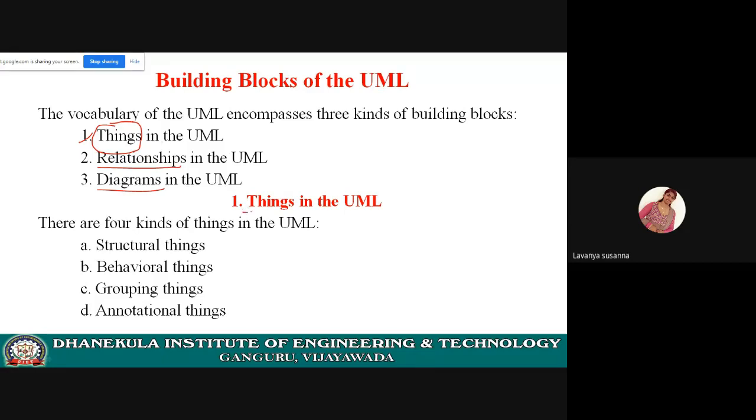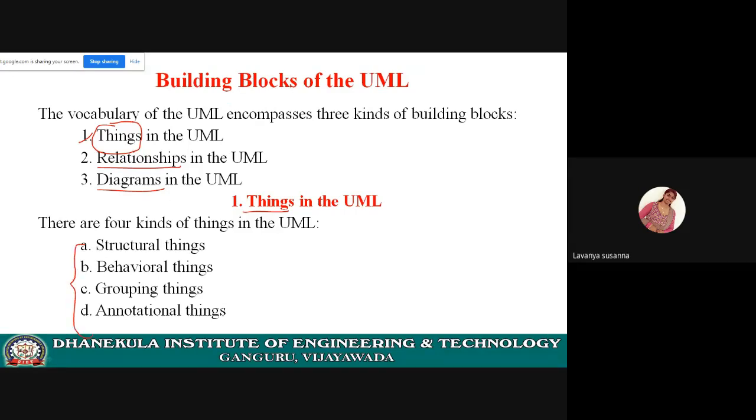Let us see things in UML. Things in UML are nothing but the physical parts of the complex system, which represent physical elements. Again, I am repeating, things in UML represent the physical elements of the complex system. Let us see. There are four kinds of things.